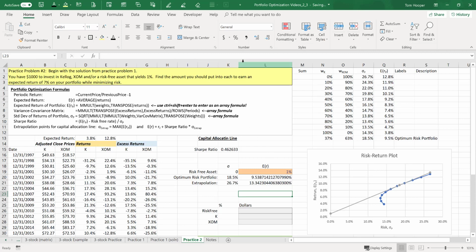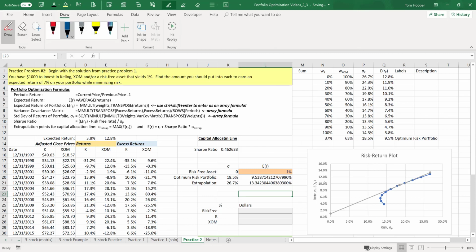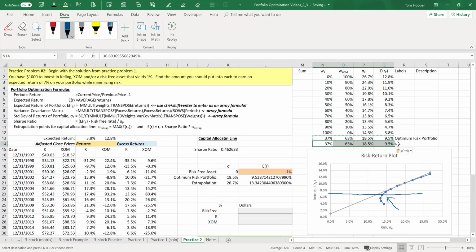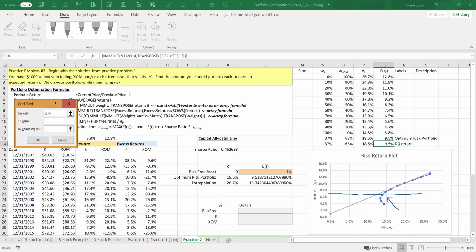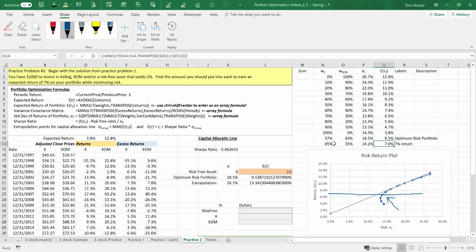Now we can get 7% on our portfolio in two different ways. Let's come down to the chart and look at that. A 7% return on the portfolio can come by investing in the two stocks at a little bit more than 60% in Kellogg. And let's just find out what that would be right now. If I copy this portfolio down and call it a 7% return and do a goal seek to set its return equal to 7% by changing the amount that we put into Kellogg, remembering the amount going into Exxon is 1 minus that, then a 65-35 split gives us a 7% rate of return, and that's right here.